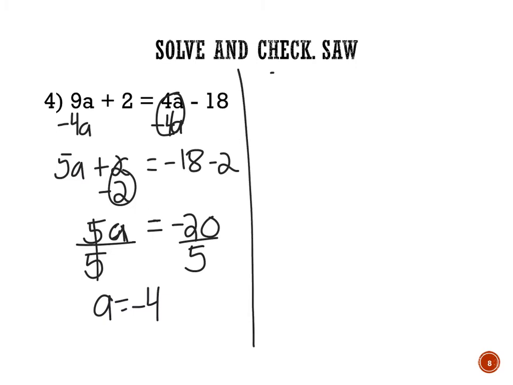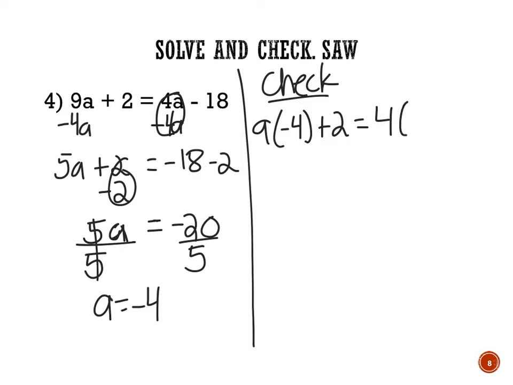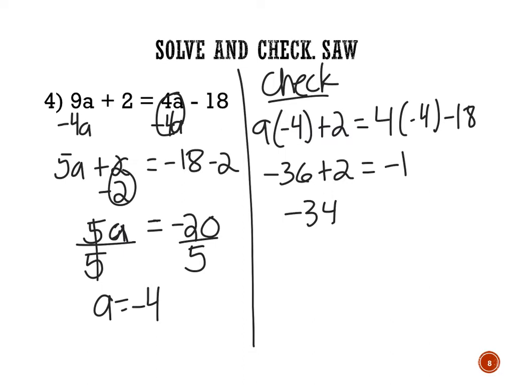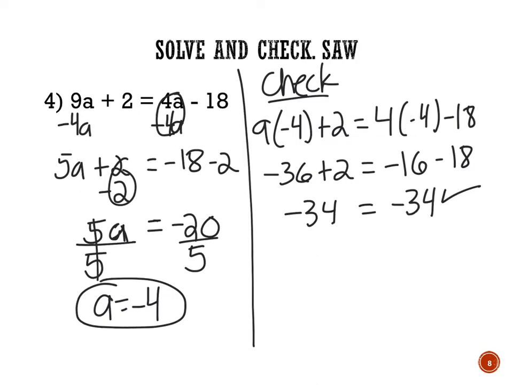To check my problem, I'm going to take negative 4 and replace it for all my a's in my equation. 9 times negative 4 plus 2 equals 4 times negative 4 minus 18. 9 times negative 4 equals negative 36 plus 2. Negative 36 plus 2 equals negative 34. 4 times negative 4 equals negative 16 minus 18. Negative 16 minus 18 equals negative 34. My answer checks out. A equals negative 4.